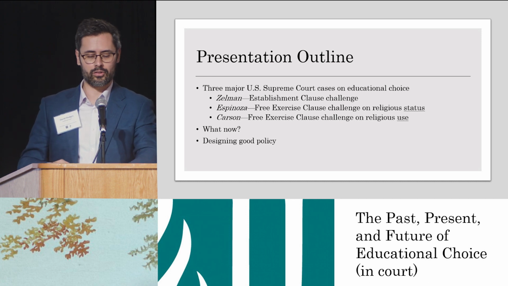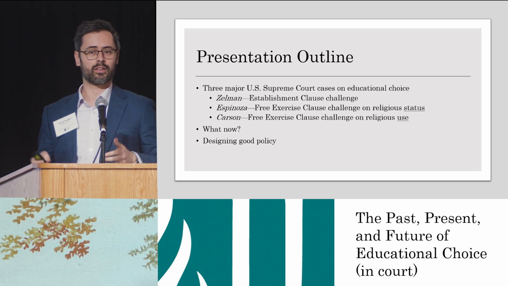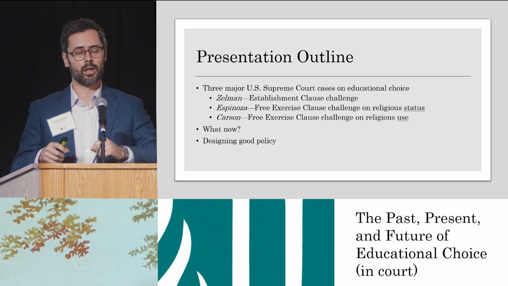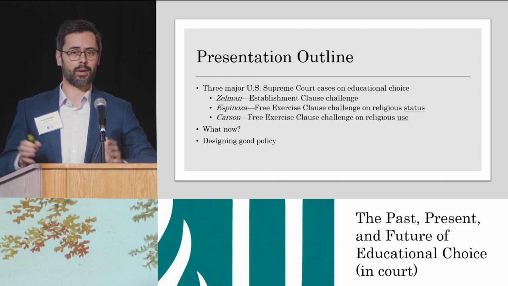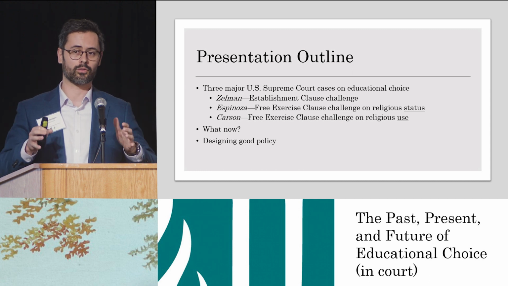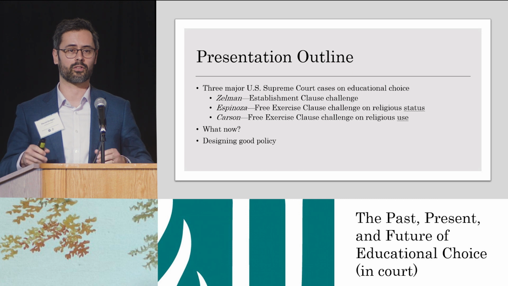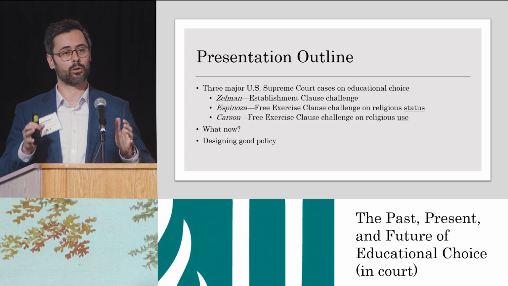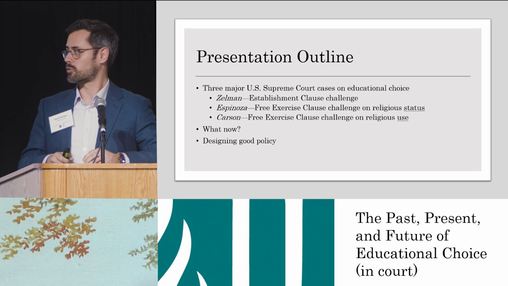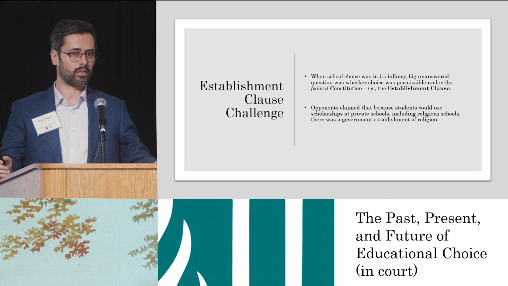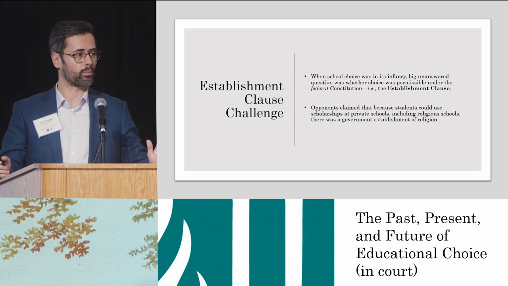So the first major educational choice case involved the Establishment Clause of the First Amendment to the United States Constitution. We all remember being back in high school and learning about the Bill of Rights. The First Amendment talks about a couple of things. One of them is the Establishment Clause, and how Congress may make no law respecting an establishment of religion. And this was really the first major question that opponents of educational choice brought to the fore.